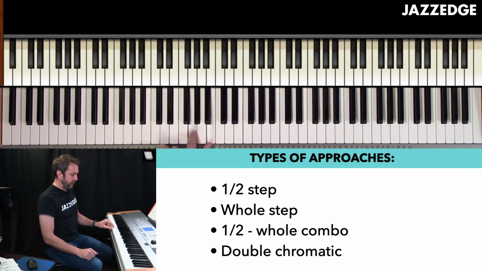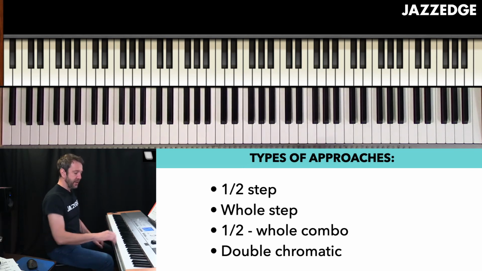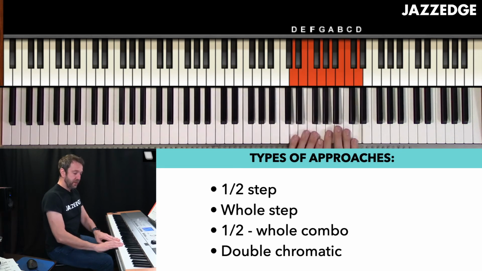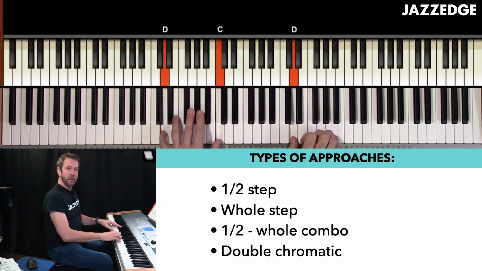So again, for those of you that are listening and don't have the benefit of seeing what I'm playing here, just imagine this. In the right hand, I'm going to start on D, and I'm coming down. D, C, B, A, G, F, E, D. All right? So this is from D to D, all white notes.